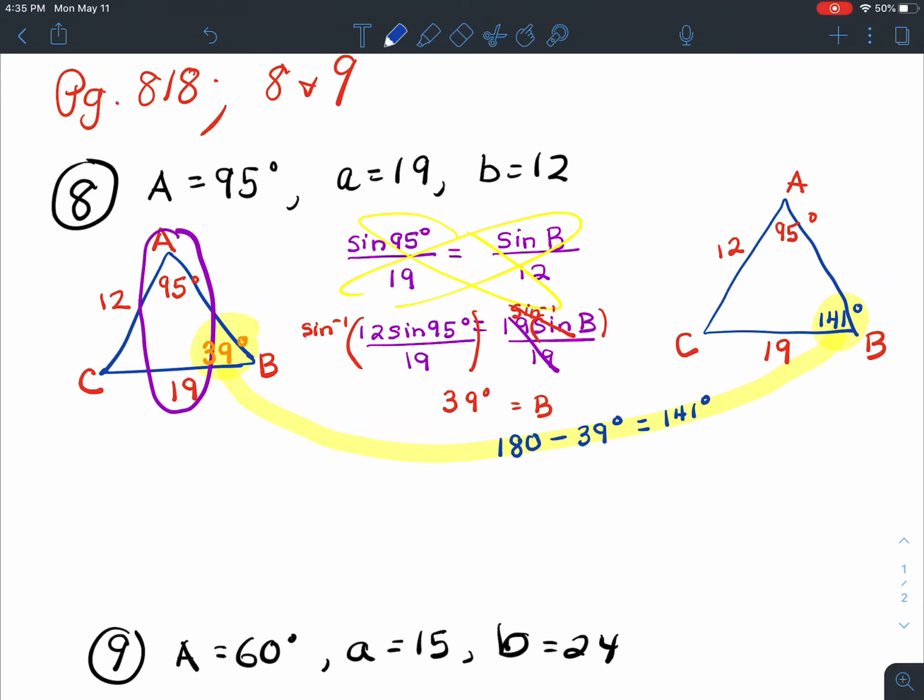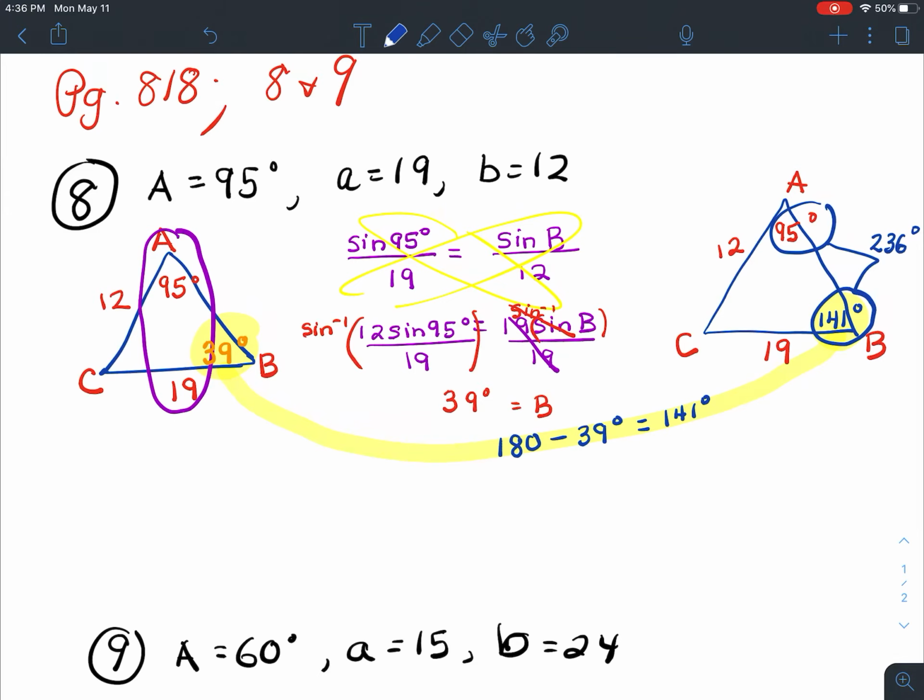Now, how do we know whether the second triangle exists? Well, here's what we know about triangles. The 3 angles in a triangle have to all add up to 180 degrees. Now look at this. If I add up 95 and 141, those 2 angles add up to 236 degrees.